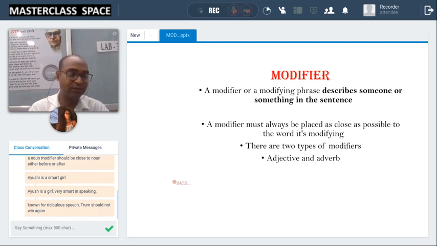Now, known for ridiculous speech, Trump should not win again. Especially for Indians, it is very necessary. Why? Because they always speak awkward. So here, known for ridiculous speech is a phrase, and that is for Trump, right? So whenever we read a sentence, we decide where it should be, and we have to identify the correct noun for that. So generally the question is what? There will be a modifier and then a misplaced noun.